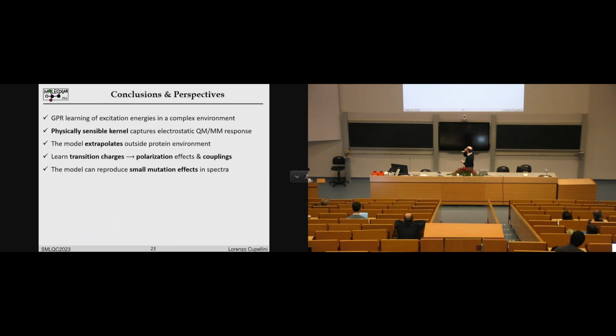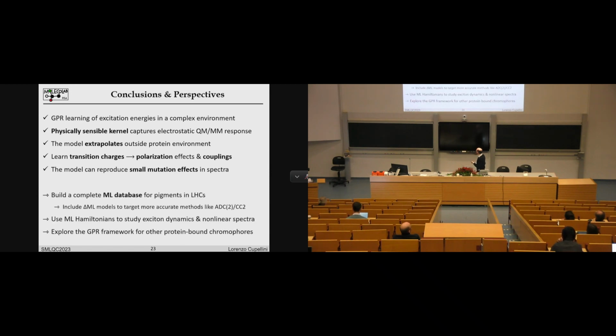Okay, so I will go through the conclusions very fast. We use a physically sensible kernel to capture the electrostatic response in QM/MM calculations. And this model works really well and can also extrapolate outside the protein environment. And we also learned the transition charges, so we know how to compute the polarization effect and the couplings between the pigments. And this model can reproduce very small effects of mutations.